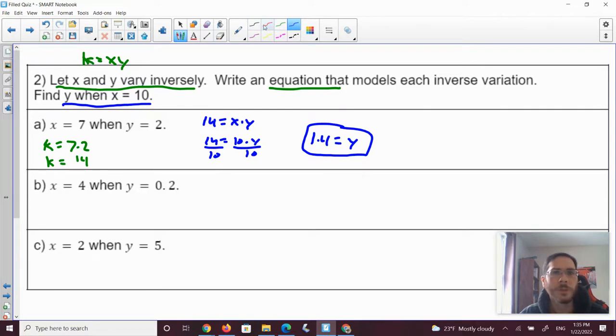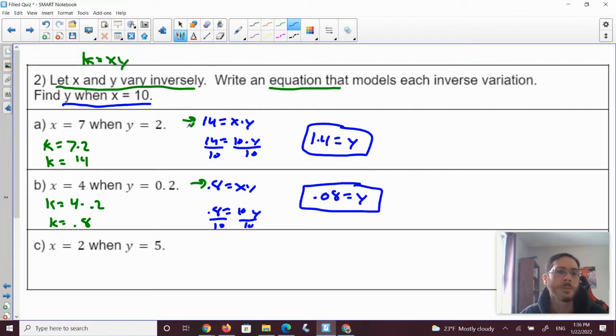And then we follow the same thing for b. So now for b, we know that k is equal to x times y. So this time k is equal to 0.8. And then we say that 0.8 is equal to xy. So we got our equation. I guess I should put these ones in green because these are the equation. And then we have to plug in x. So 0.8 equals 10 times y. Divide both sides by 10 again. And this time 0.08 equals y.